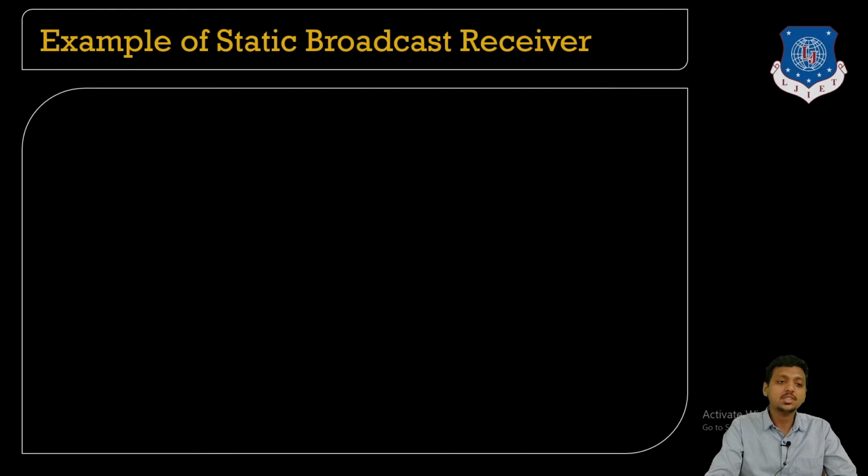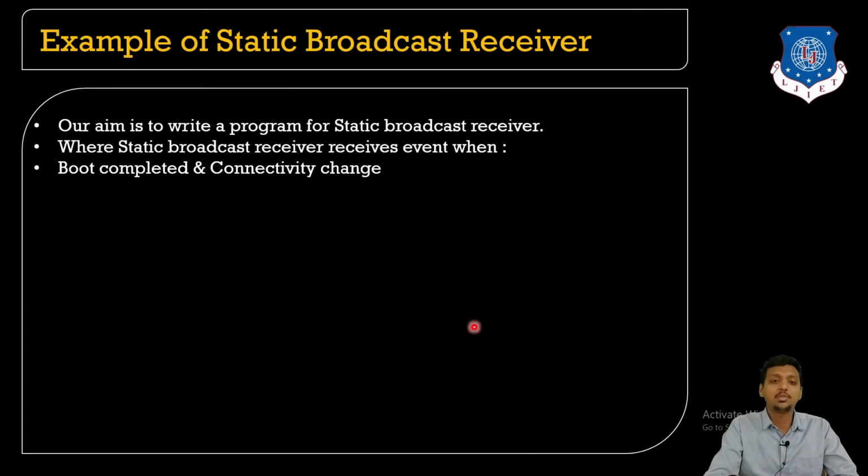Now let me start with the very first example, which is known as the static broadcast receiver. See students, our aim is to write a program for the static broadcast receiver, where the static broadcast receiver receives an event when boot is completed and connectivity gets changed. Here I am going to teach you how the static broadcast receiver works when the boot is completed and the connectivity gets changed, and how we can implement it. So let's get started to understand the static broadcast receiver for the very first time.